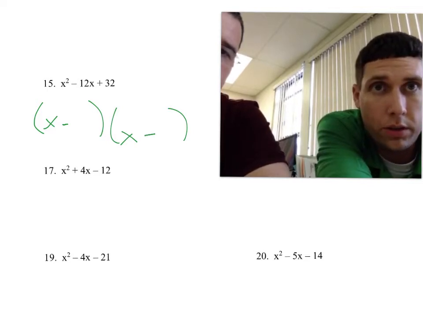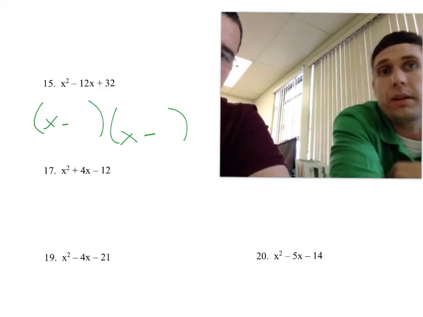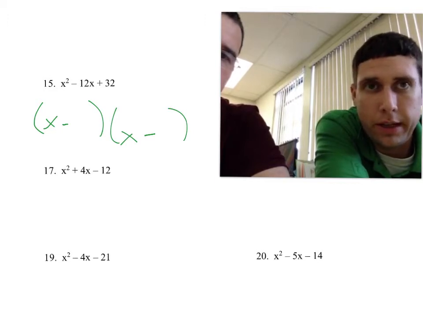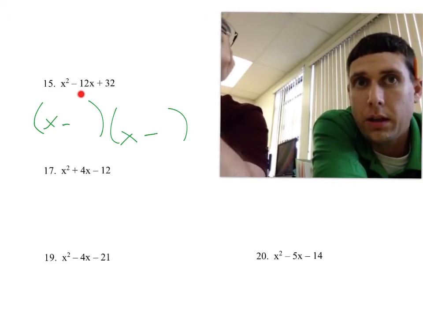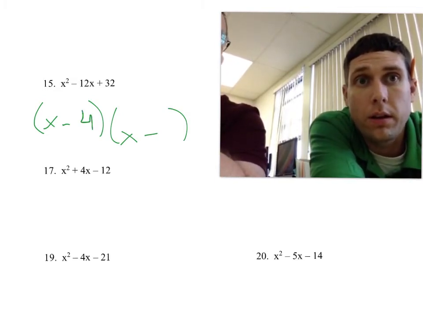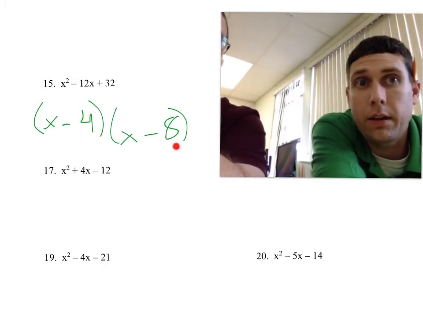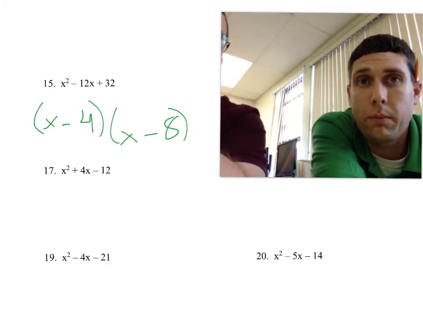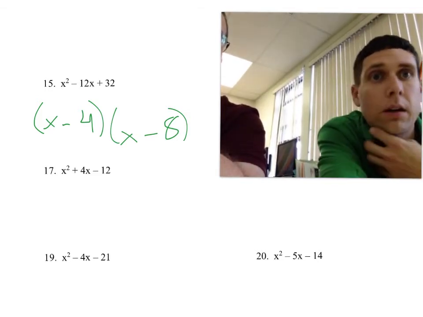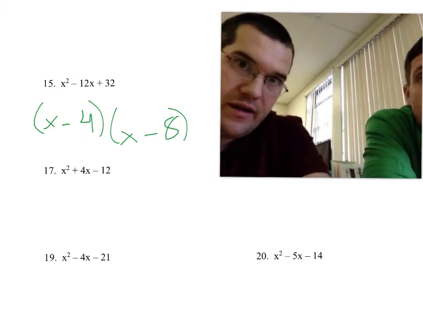So two negatives will result in a positive when I multiply, and two negatives will result in a negative when I add. So now I'm thinking, what multiplies to give me 32? I've got 1 and 32, but I know negative 1 and negative 32 is not going to give me negative 12. 4 and 8 will work. So if I multiply negative 4 and negative 8, that gives me positive 32. And when I add negative 4 and negative 8, it gives me a negative 12. So when I would go through and box method that or FOIL it, I would get x squared minus 12x plus 32. Yep.